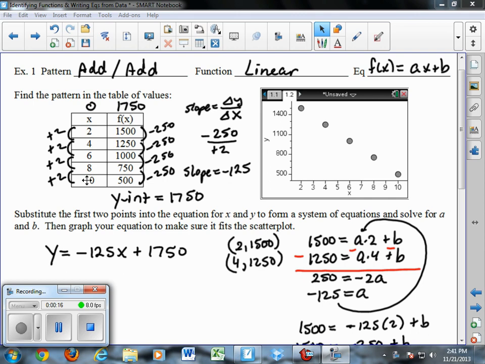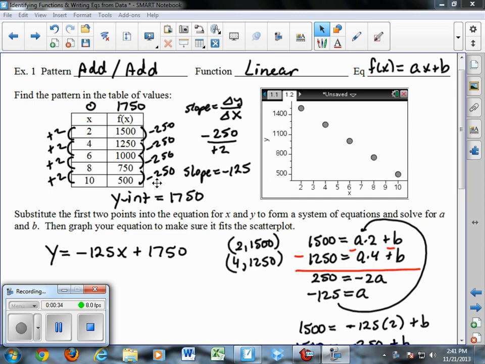The pattern you'll notice in any linear function is called an add-add pattern. As you go up by the same amount in the x direction, in the x column, you're also going to be either going up or down by the same amount each time in the y column. In this case, you're going up by 2 and down by negative 250.